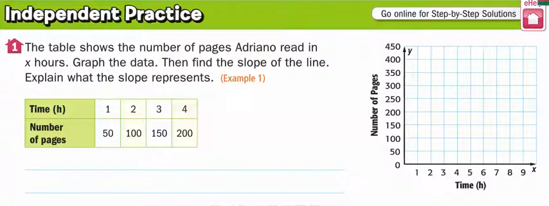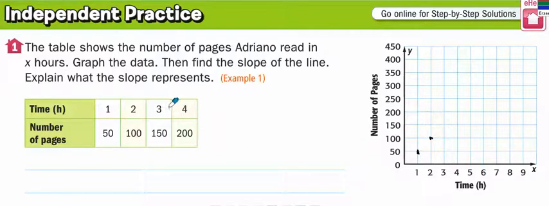So the first thing we're going to do is graph the data. So we've got time and number of pages. Time is our x-axis, and the number of pages is our y-axis. The first one is 1 hour and 50 pages, so we go over to 1 hour and 50 pages and we place a dot. And the second one is 2 hours and 100 pages, so we go over to 2 hours up to 100 pages.